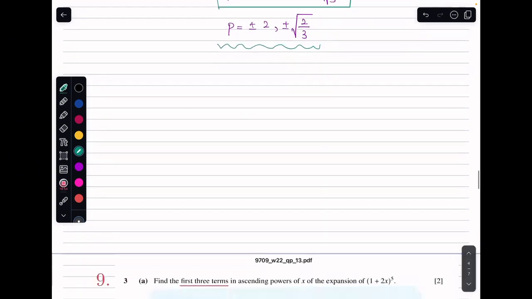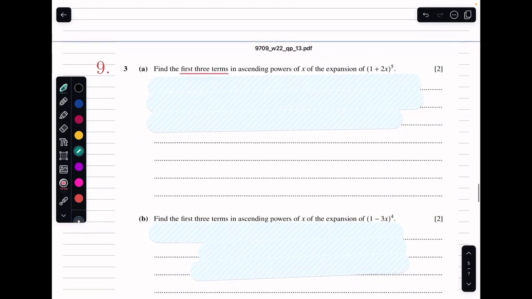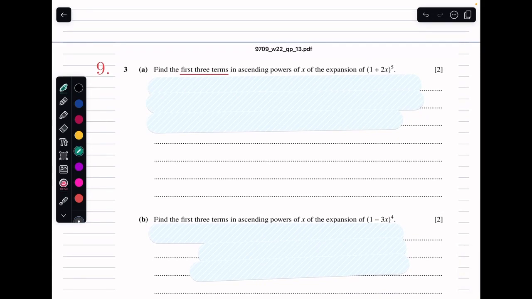Let's move to the next question. This question has been taken from Winter 2022, paper 1, variant 3. This is question number 3 in the paper, where it says find the first 3 terms in the expansion in ascending powers of x for the expansion of 1 plus 2x to the power 5. So it's a pretty easy question. We just have to do the expansion here.